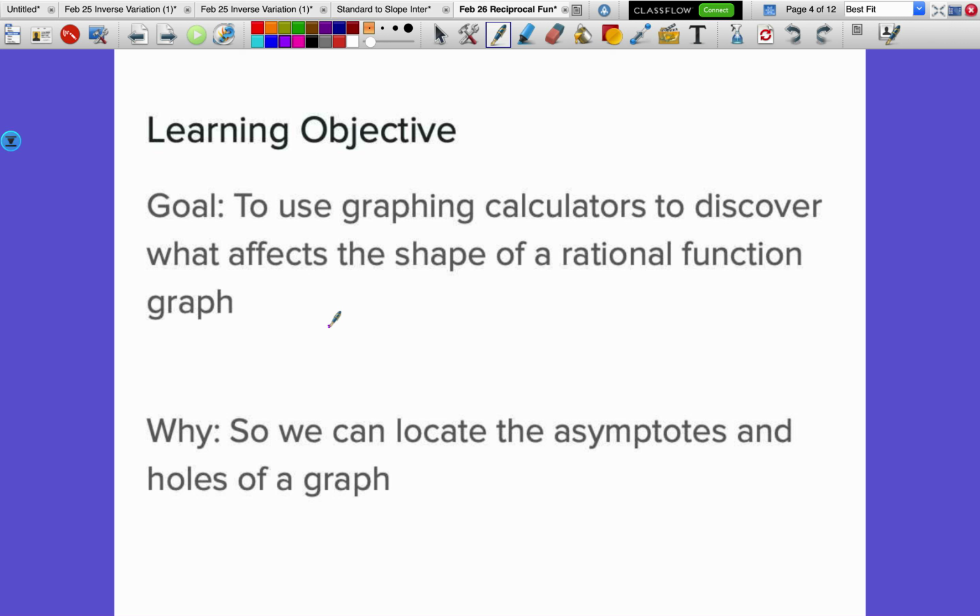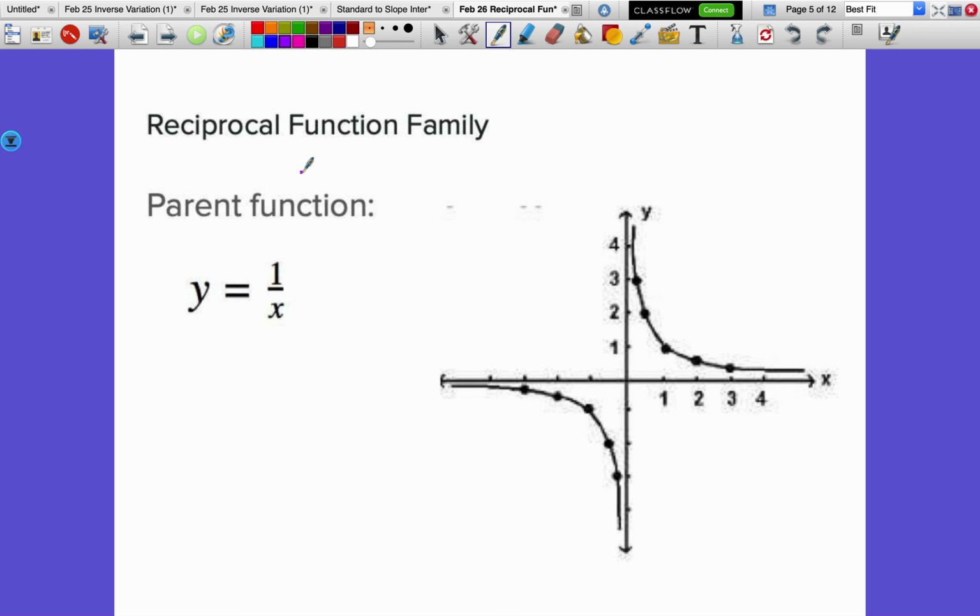All right, goal for today is use our graphing calculator to discover what affects the shape of a rational function graph. Why are we doing this? We can locate the asymptotes and holes of a rational function graph. Those are the two main features we're looking for.